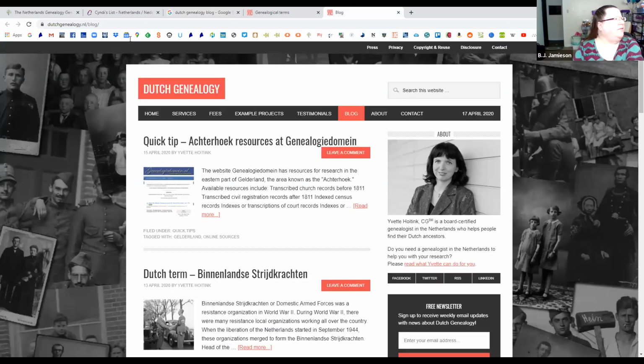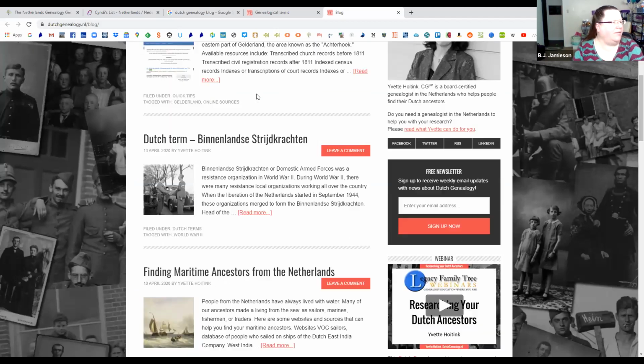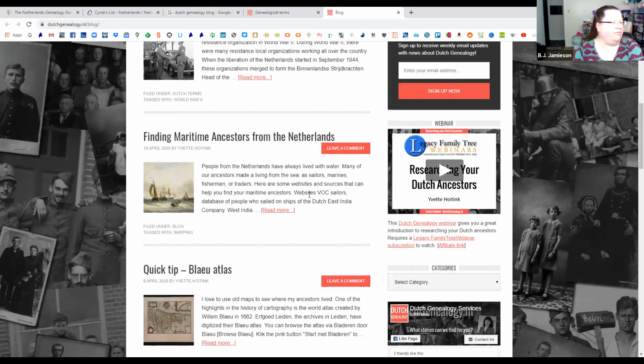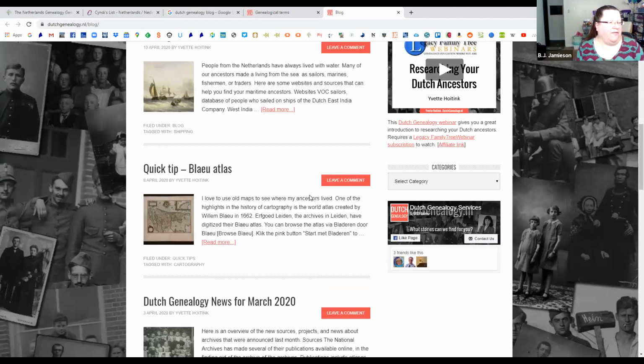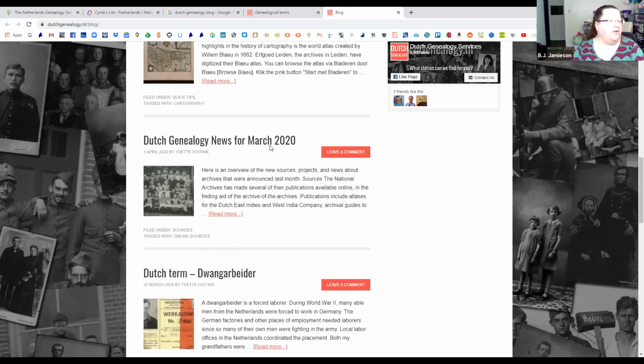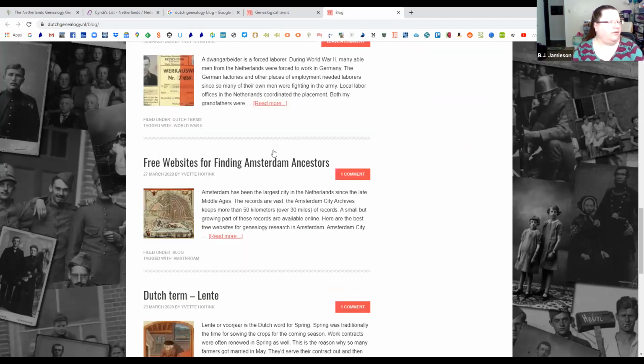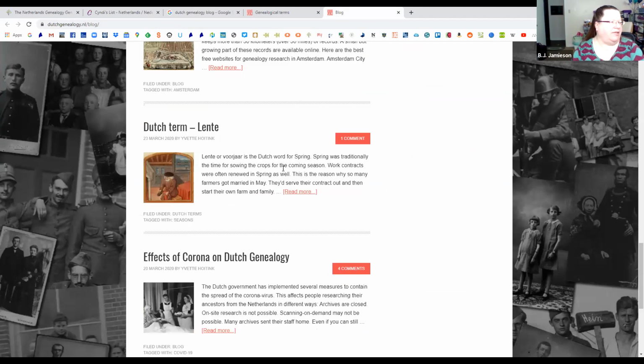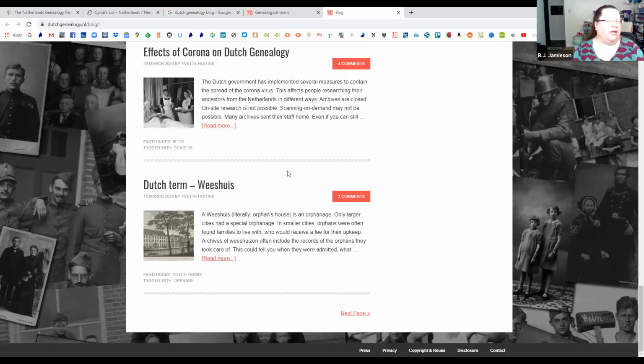But it does look like this Dutch genealogy.nl is in English and has some information about searching in the Netherlands, with news and a list of free websites. So it's worth seeing if someone's writing about Dutch ancestors.